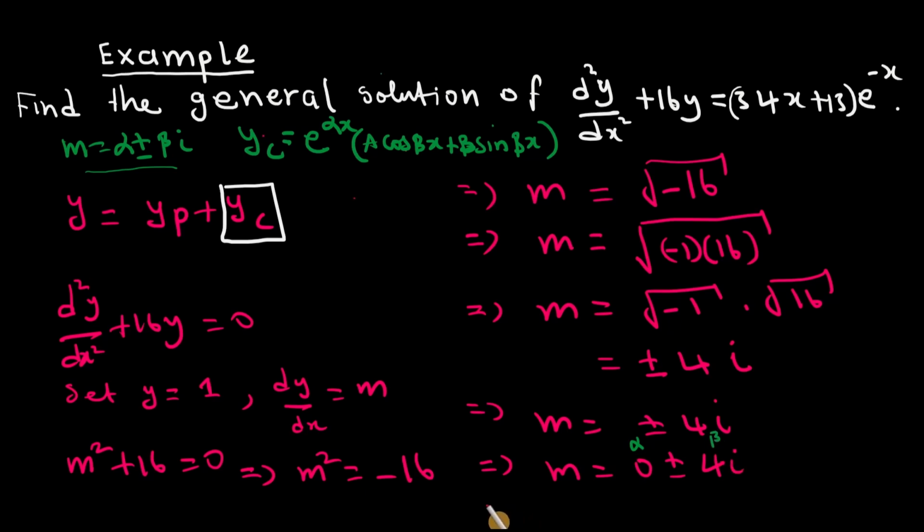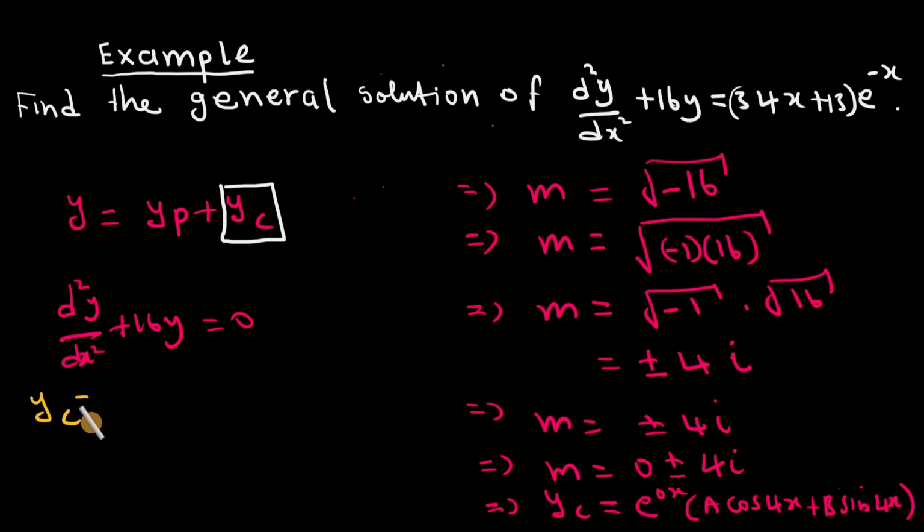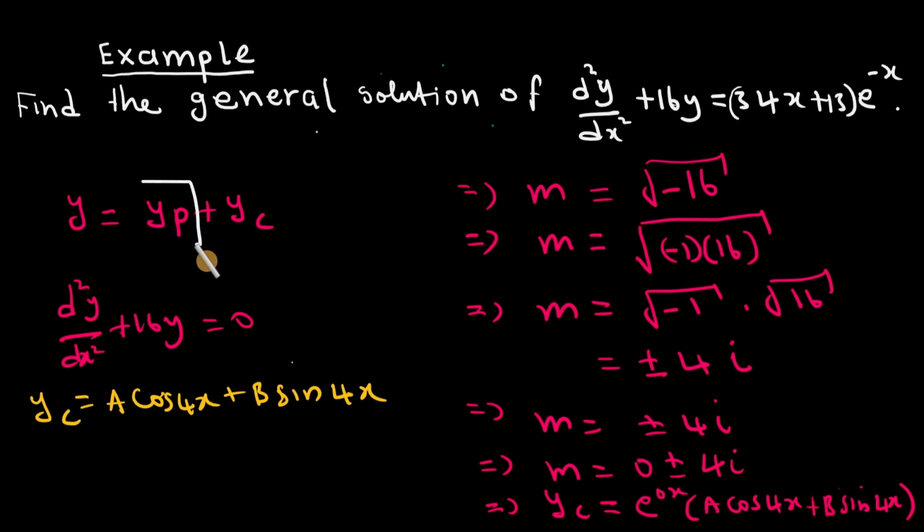So it means the complementary function here yc is equal to e to the 0 times x into a cos beta, which is 4, times x, plus b sine beta x, which is 4. Simplifying this, yc will be equal to a cos 4x plus b sine 4x. You know, e to the 0x is the same as e to the 0, which is equal to 1. So 1 times all this will give this. So the next thing here is to look for the particular integral yp.